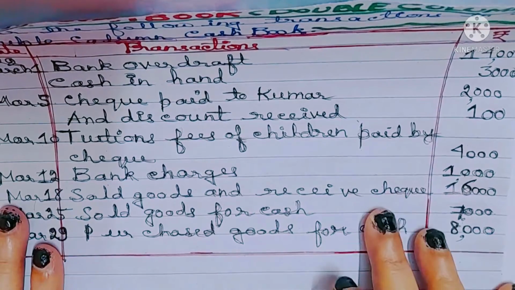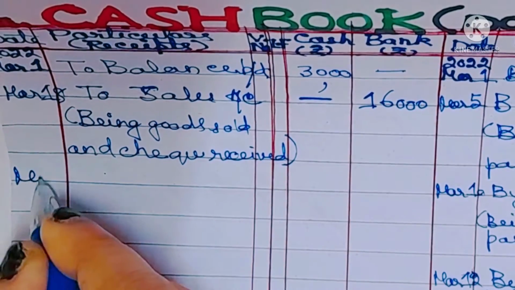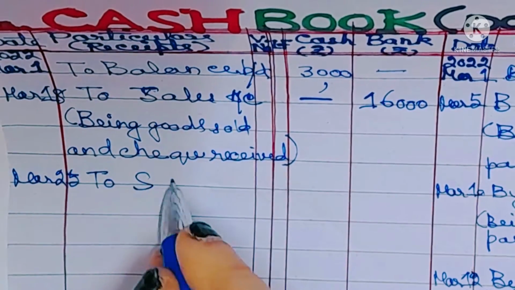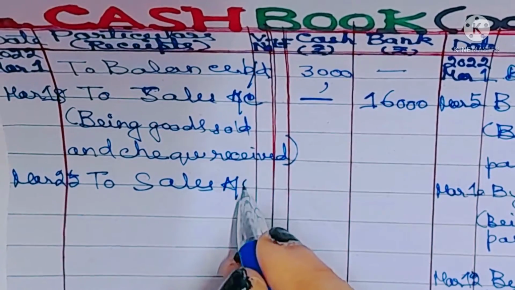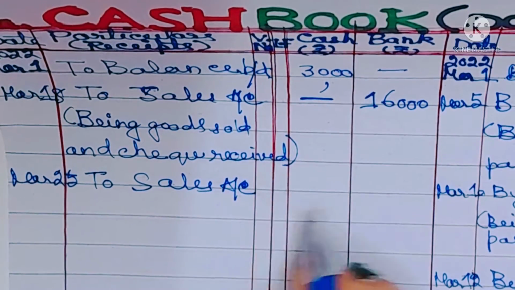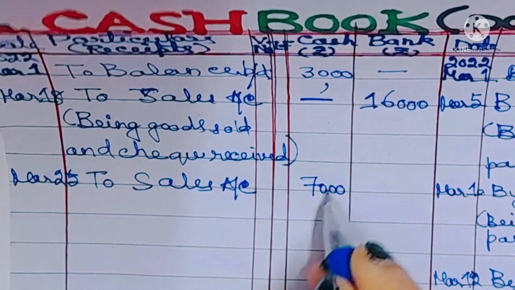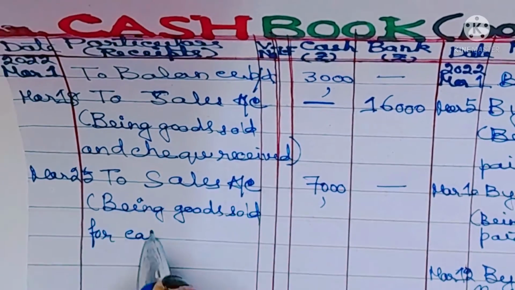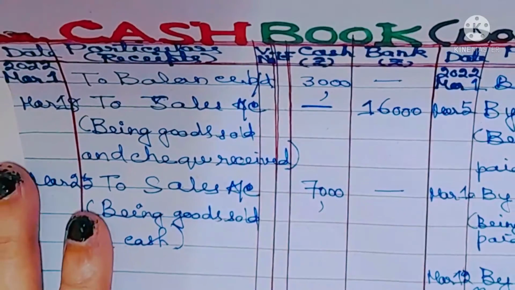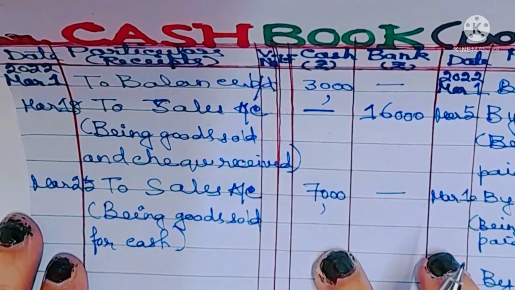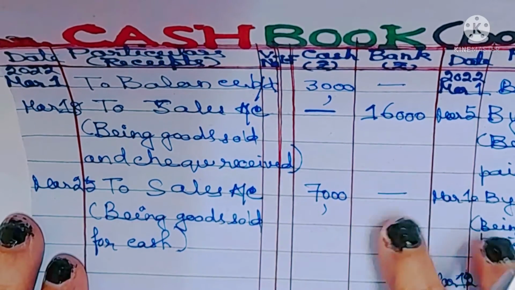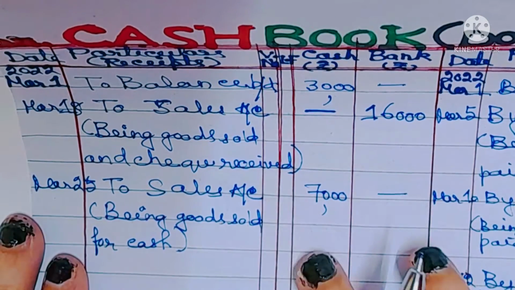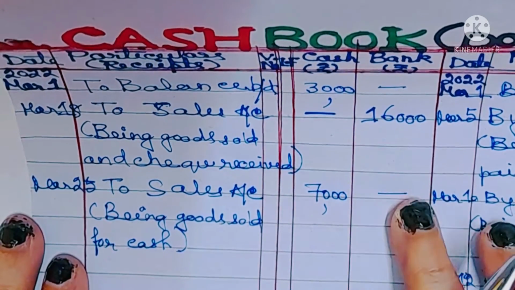Okay, so now let's write on 25th March to sales account, goods sold for cash 7,000. So it should be in the cash column. Being goods sold for cash. Okay, and moreover cash column represents cash account, and cash account comes under real account. According to real account, what comes in is debit. Here when goods are sold, cash comes into the business, so 7,000 will be debited. Understood?